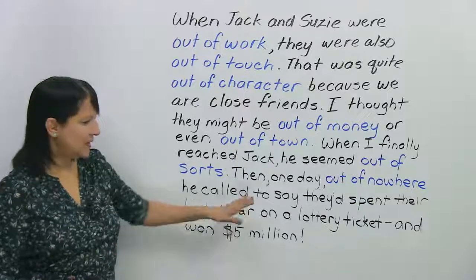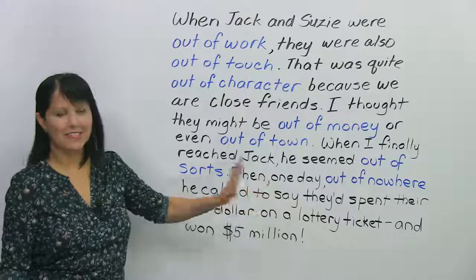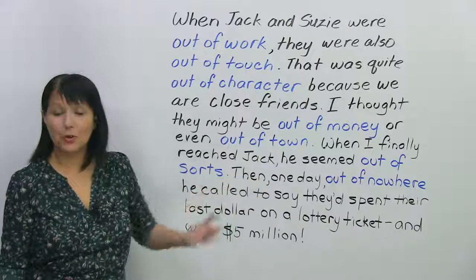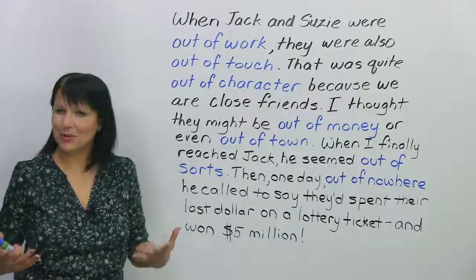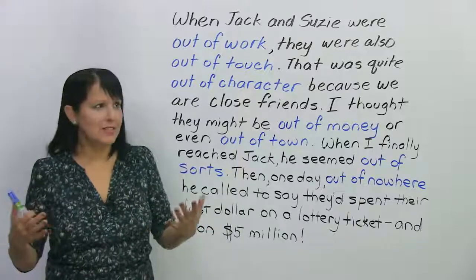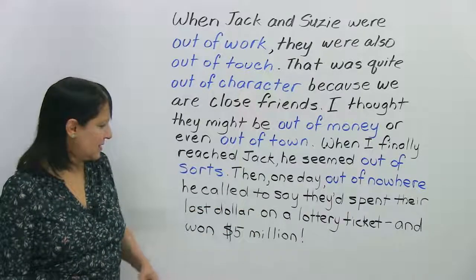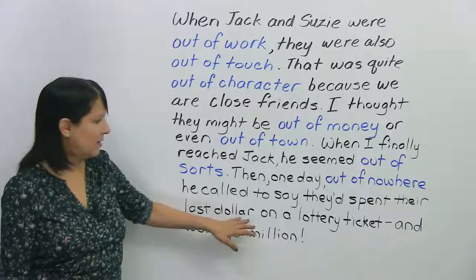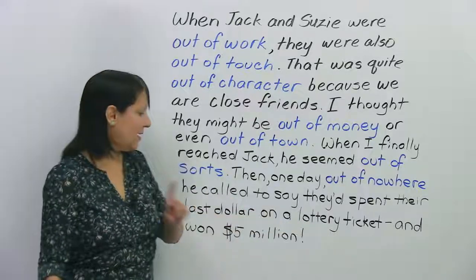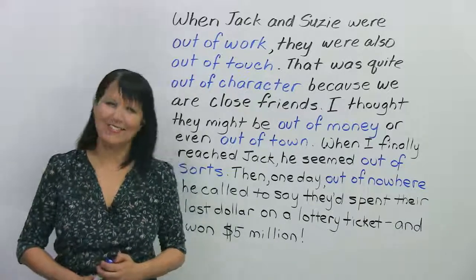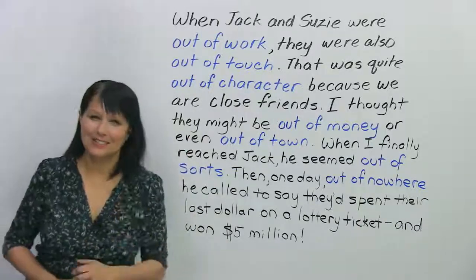All right. Then one day, this has a happy ending, this story. Then one day, out of nowhere, what does that mean? Out of nowhere, suddenly, unexpectedly, he called to say they had spent their last dollar on a lottery ticket and won $5 million. Okay, good for Jack and Susie, right?